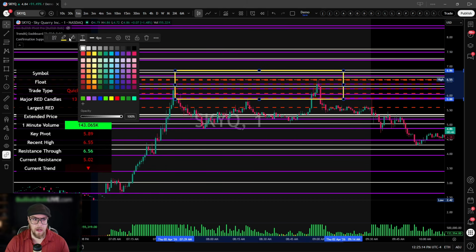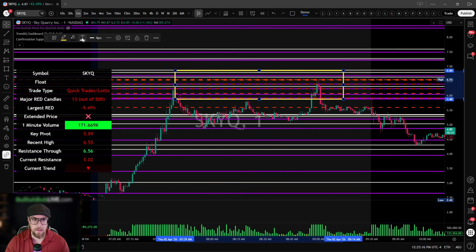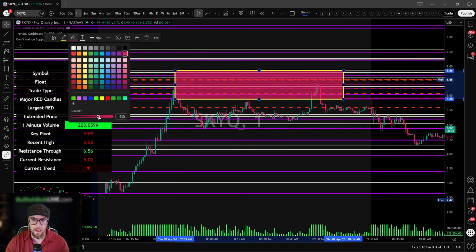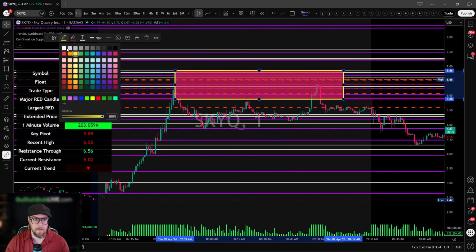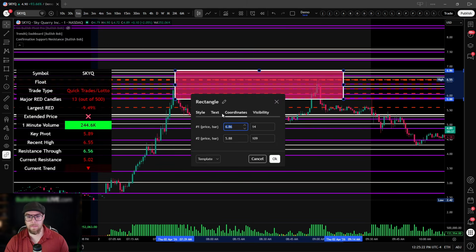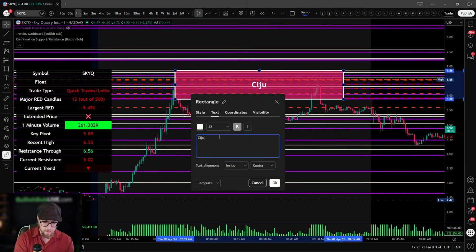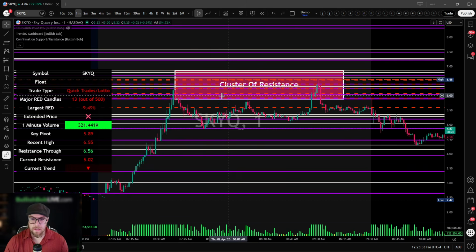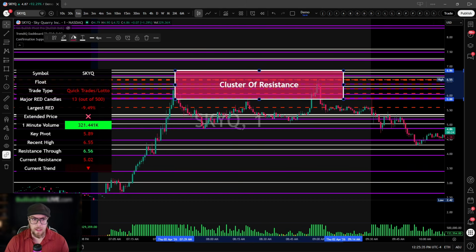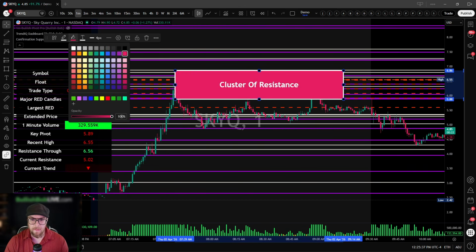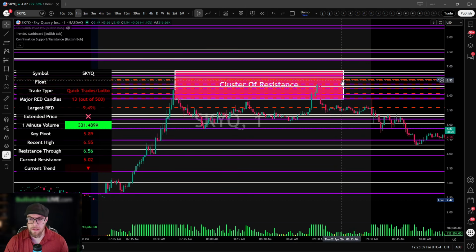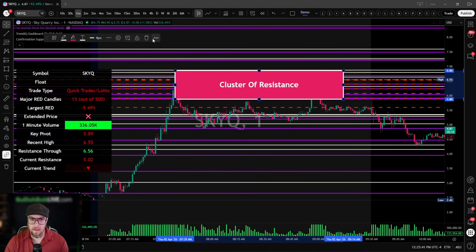So we'll go ahead and write that in here. Let me go ahead and shade it so you guys understand and can see that zone, that area right there. Let's type in here and put a cluster of resistance. Now, what I'm saying with that, and we'll go ahead and shade it a little darker, is basically this is an area that is going to give us a lot of resistance, a lot of trouble.